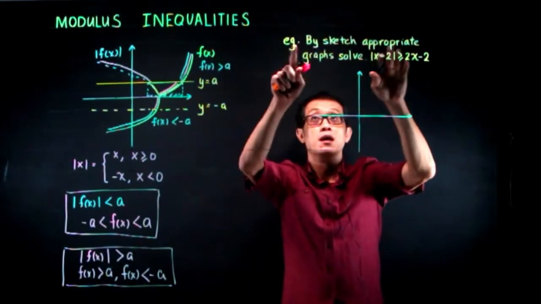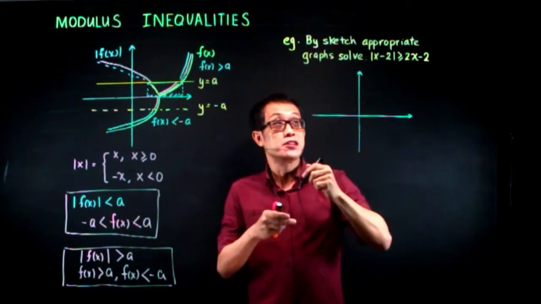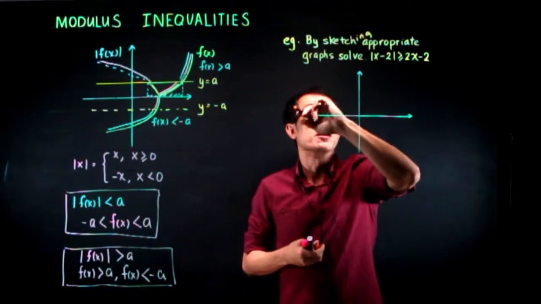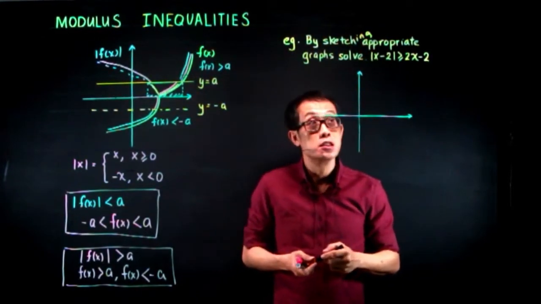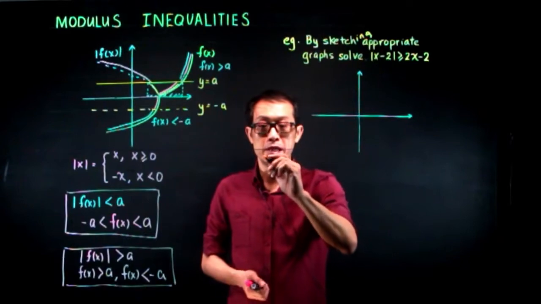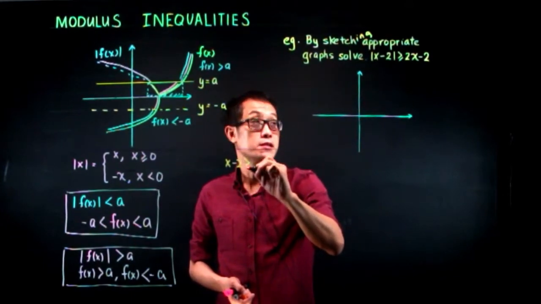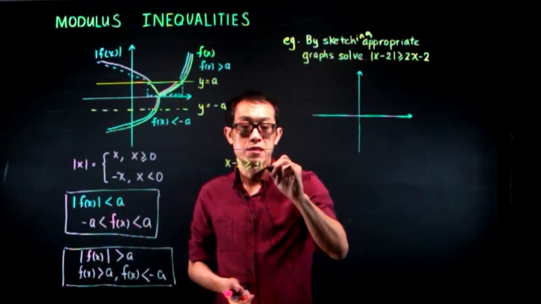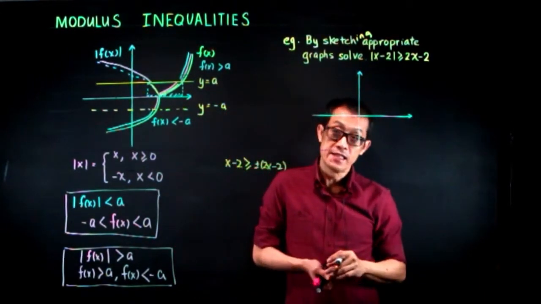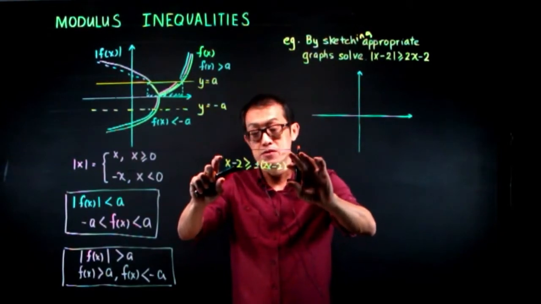Now let's do an example. By sketching appropriate graphs, solve this. Now, if you just blindly do this sum this way, x minus 2 is greater than plus minus 2x minus 2, you may not get the answer. Sometimes you get an answer, sometimes you do not get the answer.